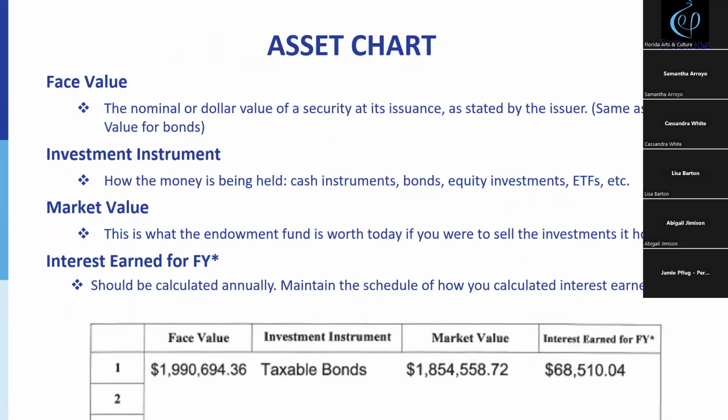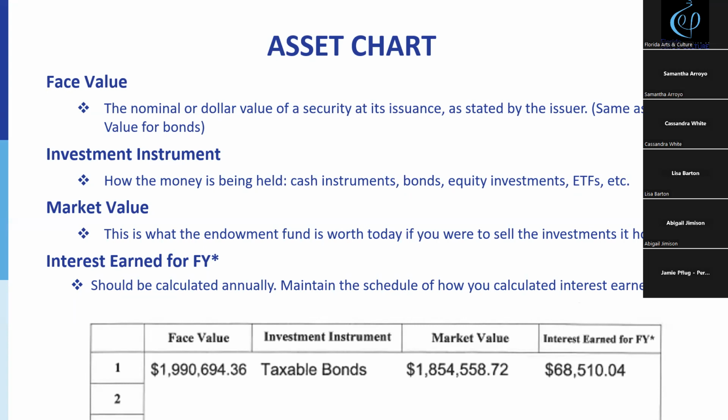The asset chart is quite tricky for many folks. These numbers should be on the first page of your endowment statements from your investing instrument. Look for these four things: the face value, which is the nominal or dollar value of a security at its issuance as stated by the issuer. Same as par value for bonds. The investment instrument, which is how the money is being held, cash instruments, bonds, equity investments, ETFs, etc.